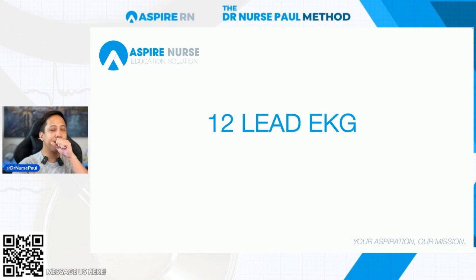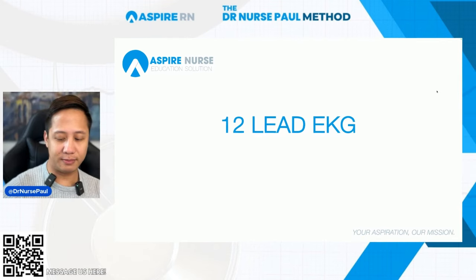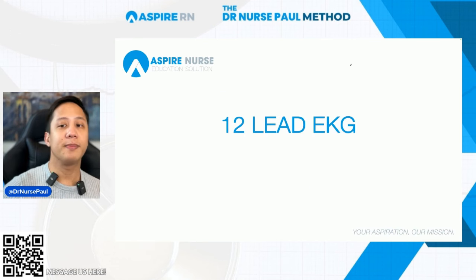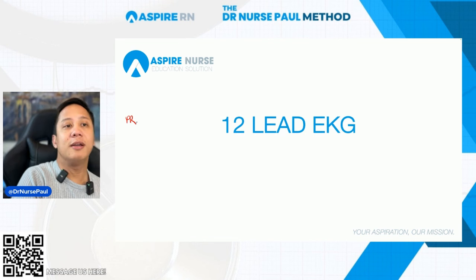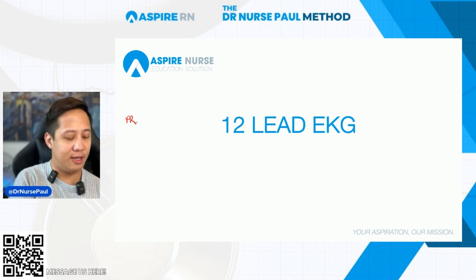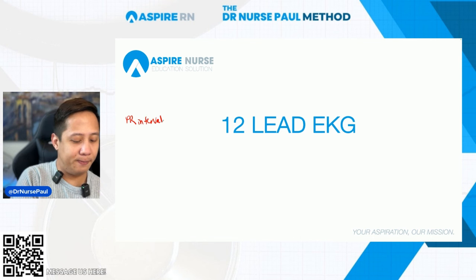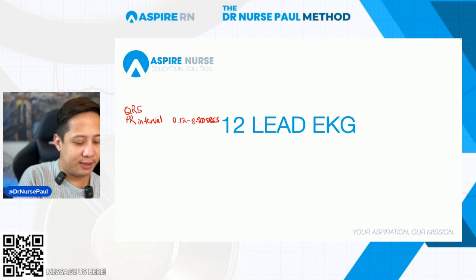Now, we reviewed the basics earlier, and let me mention the times that we measure. Remember the PR interval? Can anyone tell me what the PR interval is again? PR interval, remember, is your speed of transmission from the SA node to the Purkinje fibers. It is about 0.12 to 0.20 seconds. The QRS interval, which I forgot to mention, should be less than 0.12 seconds.